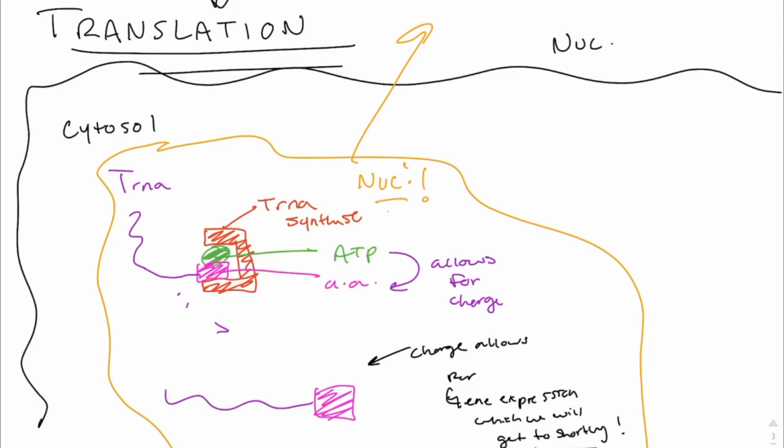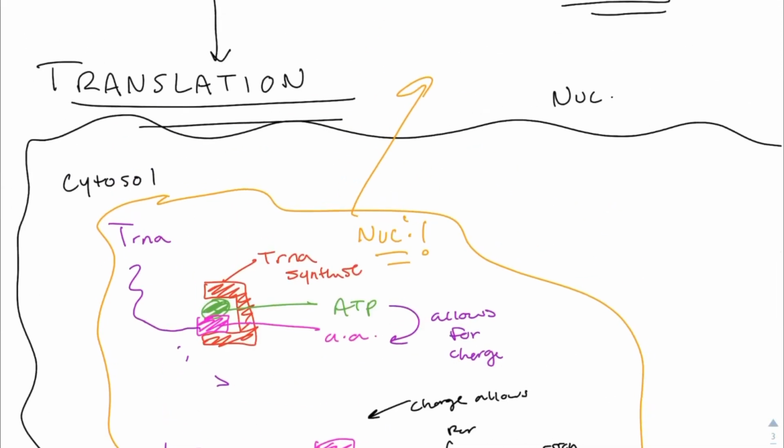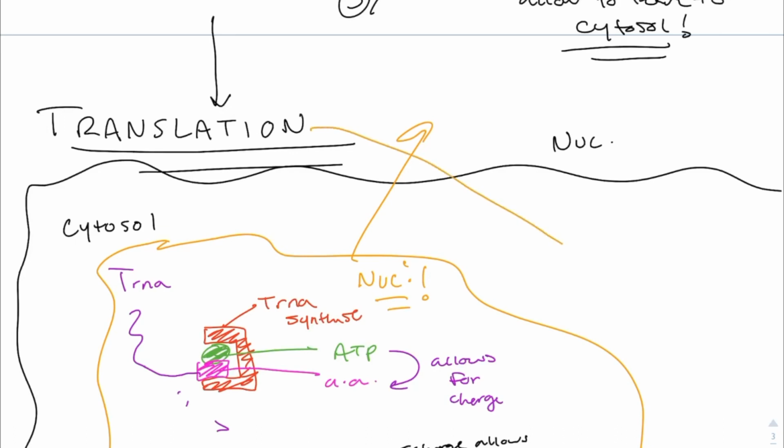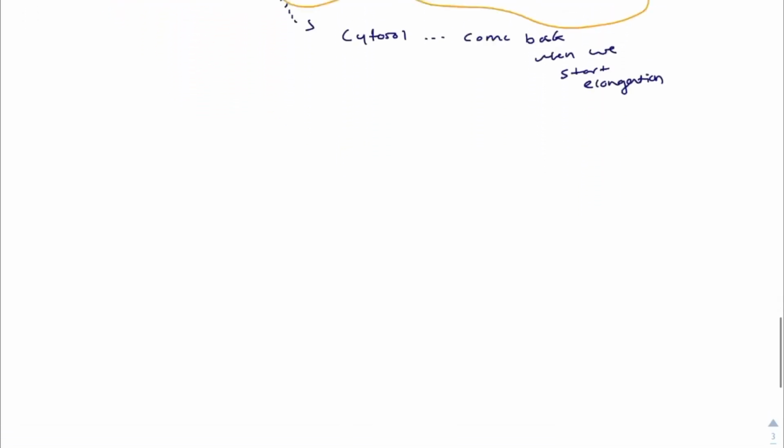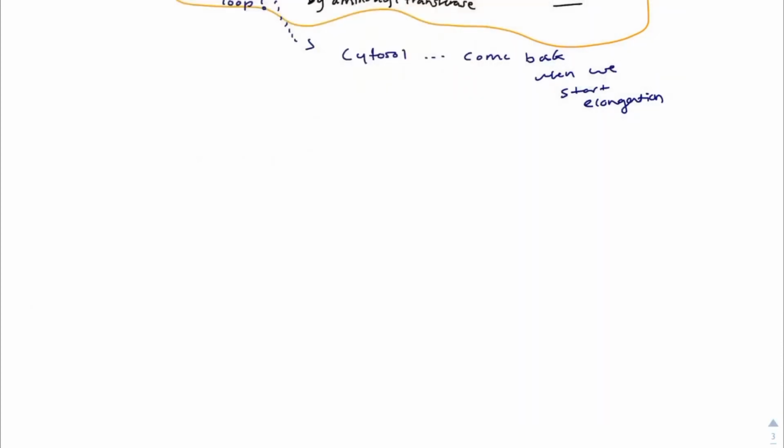Nucleus. And translation occurs in the cytosol. The tRNA is where the anticodon loop is, and now we can get into the cytosol and take this one step further to get this gene expressed. So we'll come back when we need to start talking about elongation with tRNA, but for now let's go back to RNA and how the primary RNA transcript gets bound to a ribosome. Okay, so back to mRNA.